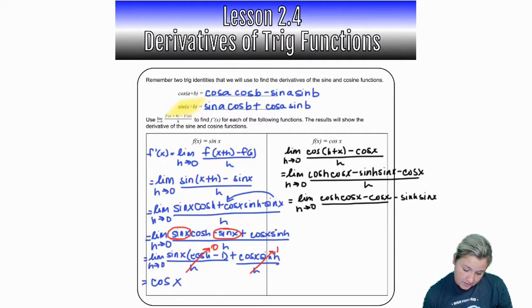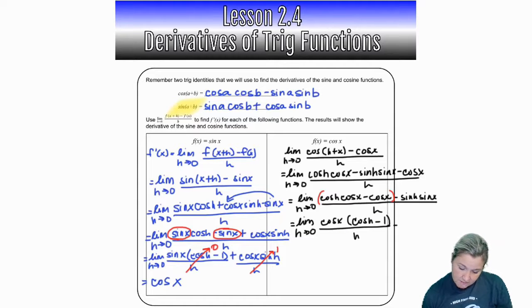And I'll go ahead and write it all divided by h. So here I'm going to factor out cosine x from the first two terms. So I have the limit as h approaches 0 of cosine x times (cosine h minus 1), all divided by h, minus sine x times sine h divided by h.